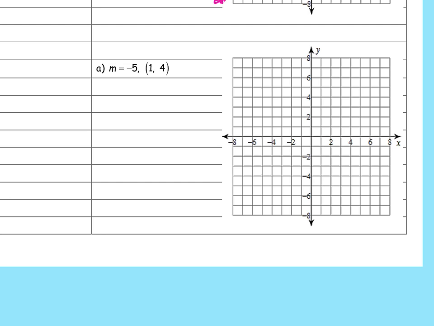So my slope is -5. It tells me right there it's -5. And here is my point. So I'm going to do y minus 4 equals -5 times x minus 1. Done. That's it. Good job, Orion. That's all I have to do.